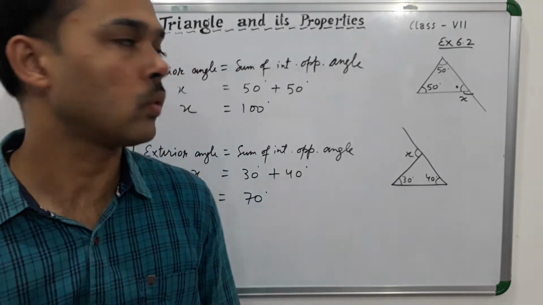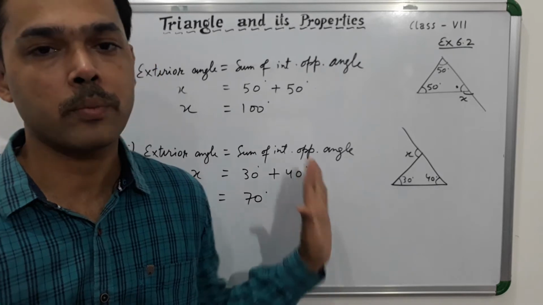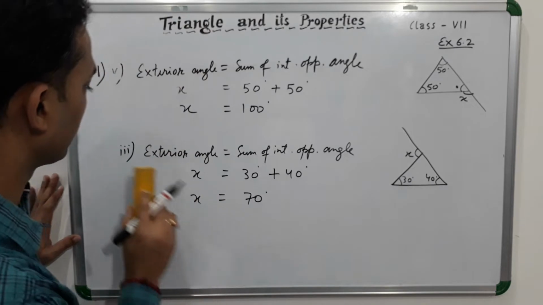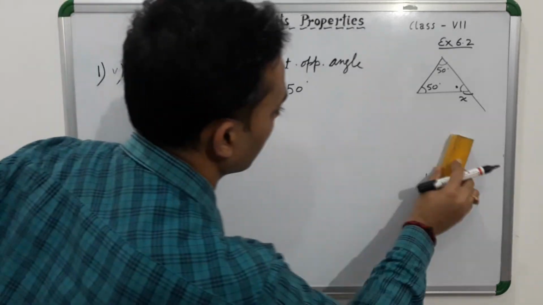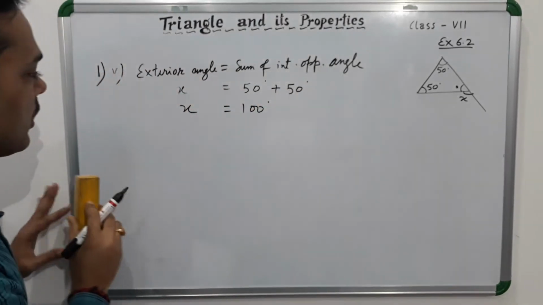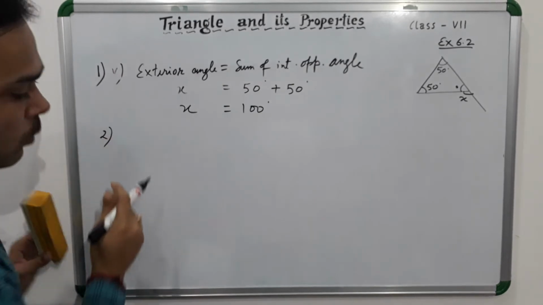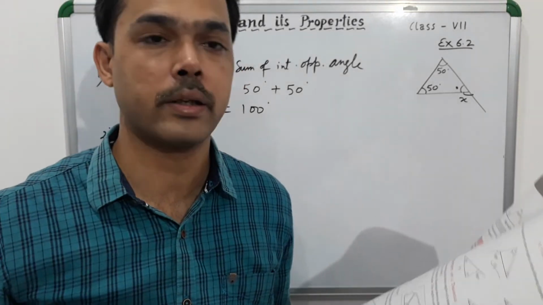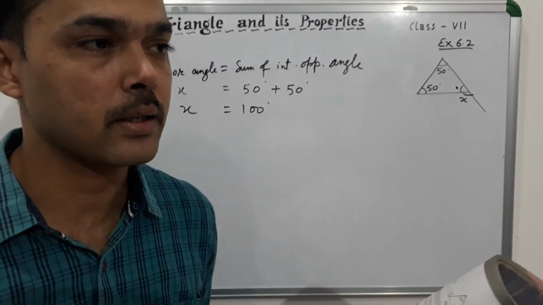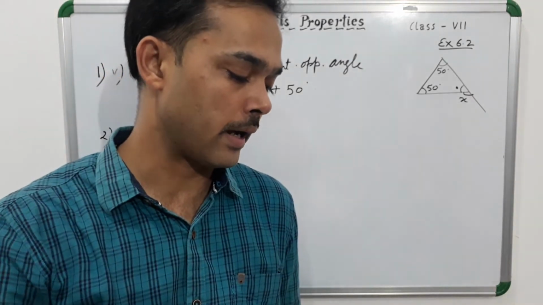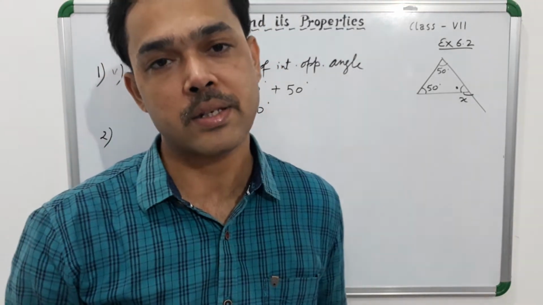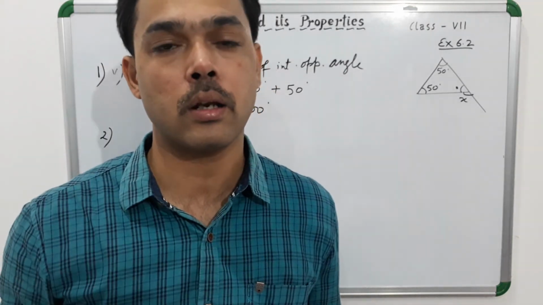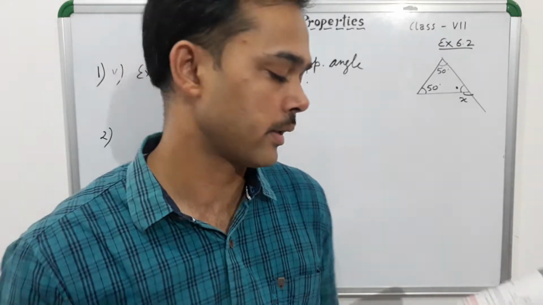Now let's move on to question number 2. I hope that question number 1 is clear to everyone. In question number 2, the question says to find the value of the unknown interior angle. One of the interior angles is given and the exterior angle is also given, and you have to find the interior angle that is not known.